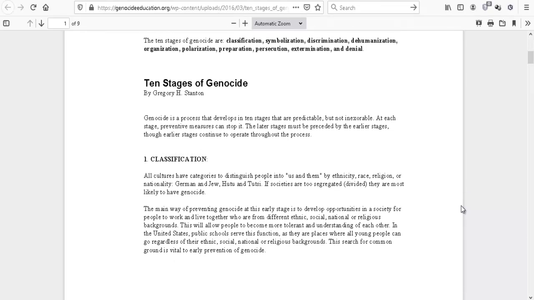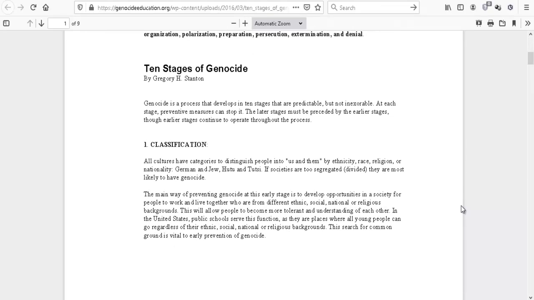So we can go on to the first one here. Genocide is a process that develops in 10 stages that are predictable but not... how do you pronounce that word? Inexorable? Inexorable. I've never seen that word before. I don't know what it means.